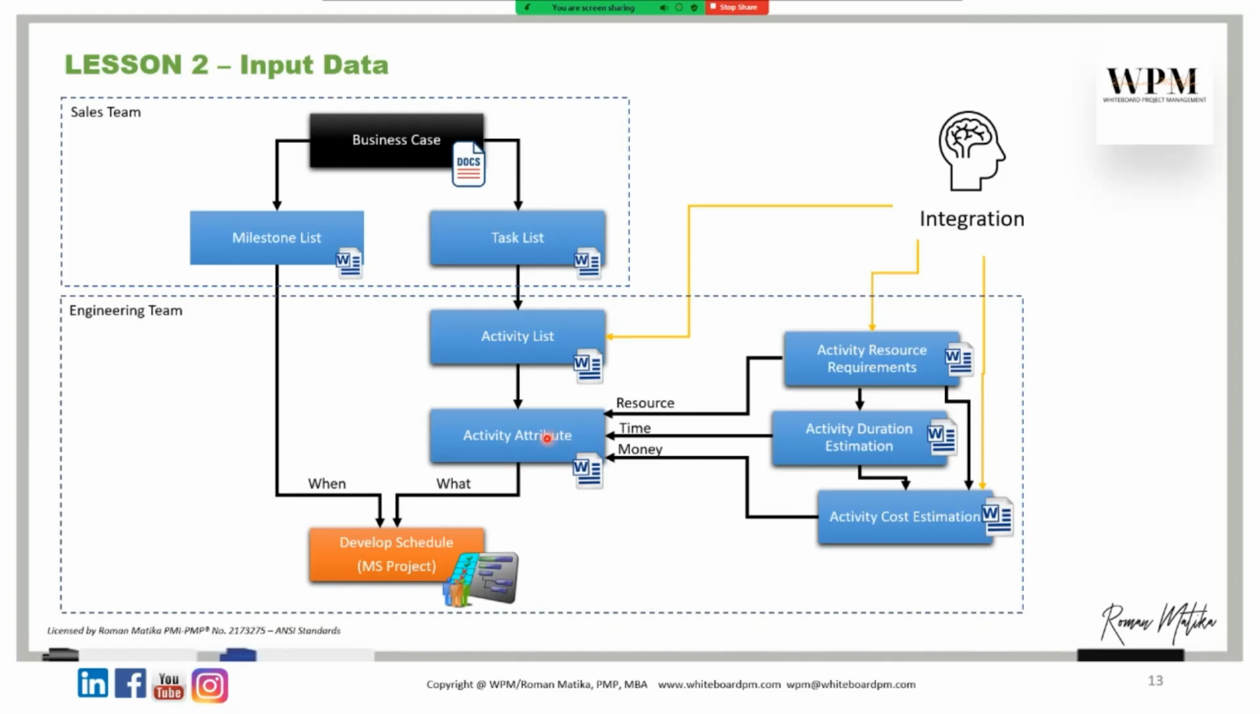To create the activity attributes, you need the activity resource requirements, the activity duration estimation, and the activity cost estimation. In other words, you are working with the estimating team to prepare the activity attribute list together, and then you can go on to preparing the project schedule.